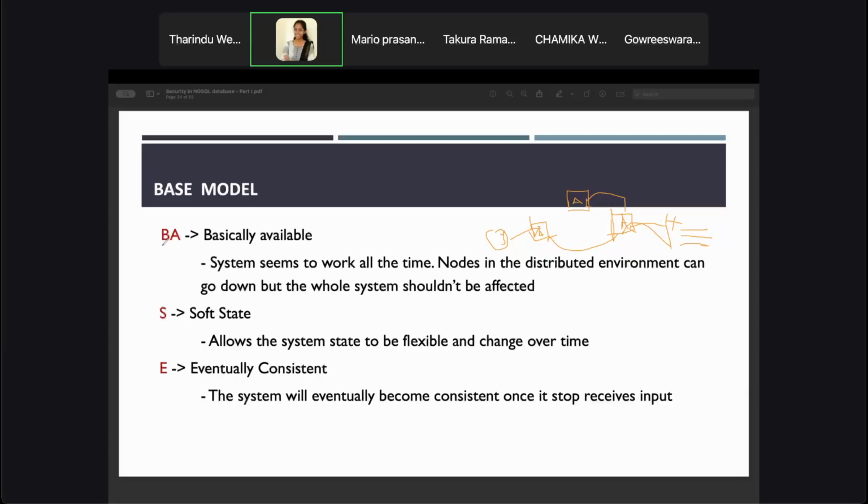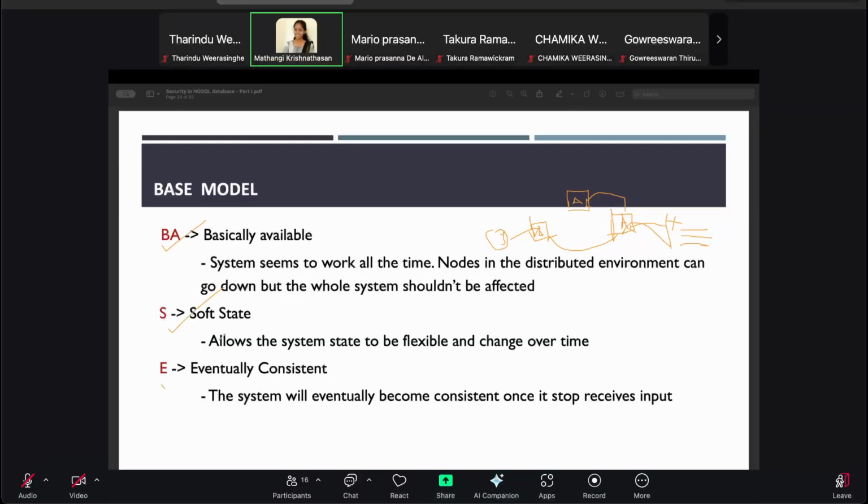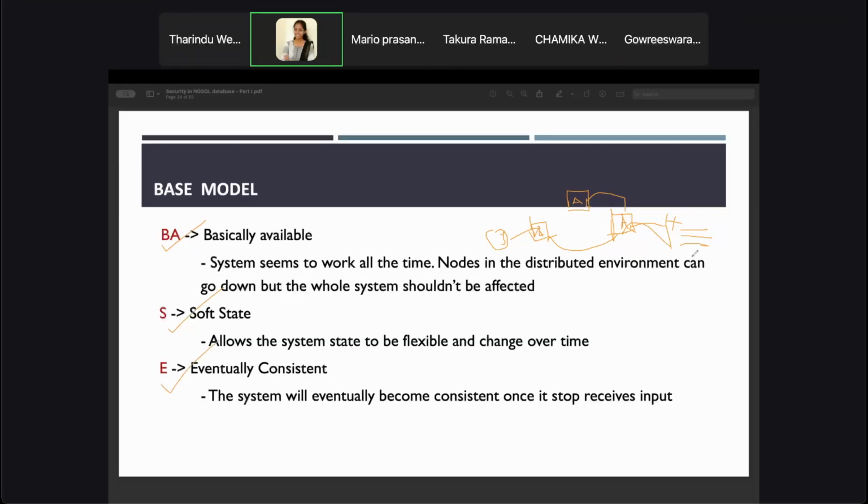So that is what basically available means: always the system will be available. And soft state means in the meantime, between these update propagation periods, you allow your system to be in a state which is flexible. That means in that state, your system might have some inconsistencies. That is soft state. And then eventual consistency means after some time when X completes all these transactions, the update might be propagated to A.